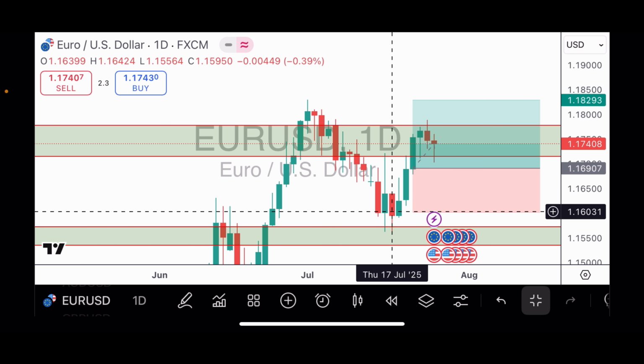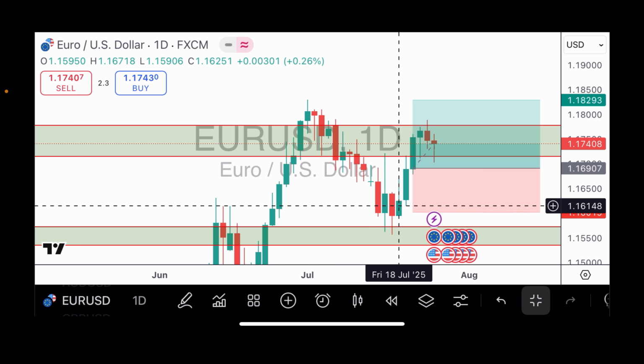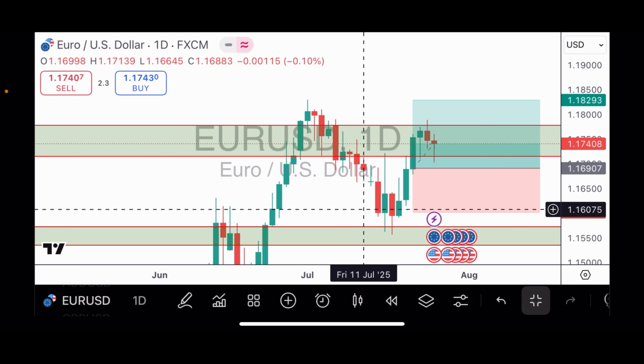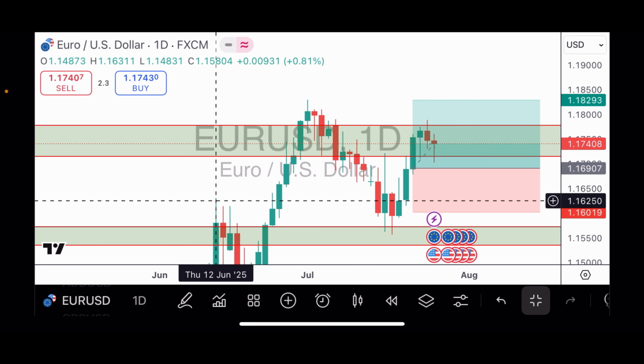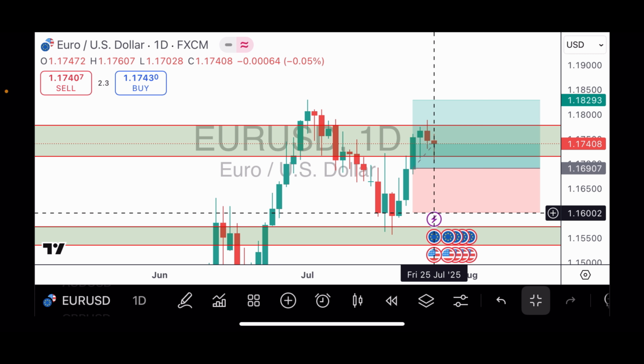Because if you look over here, price closed over here and then price closed over here again. And then if you look over here as well, you can see there's wicks in this area, so that looks like a decent support zone, so that's why I placed my stop loss there.